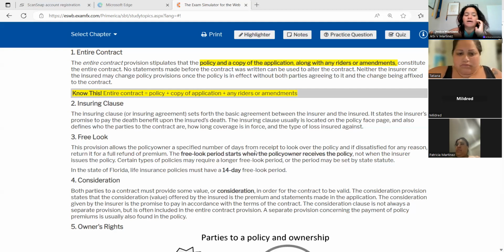Consideration, again, we saw that in the key terms for the day, that both parties must provide something of value. So we provide the monthly payments, and then the insurance company provides the death benefit.